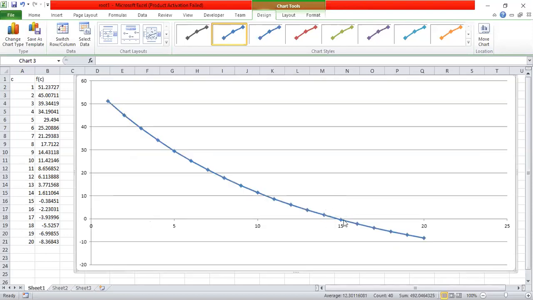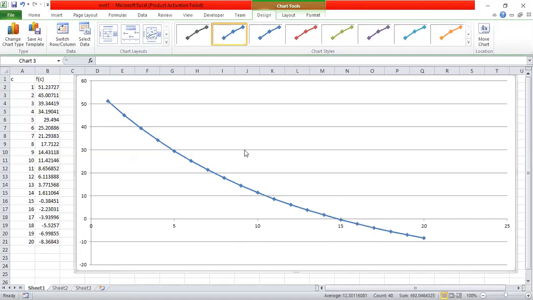So the root, let me say it again. The root is the value of C where f of C is equal to 0. So f of C is equal to 0 at this point here. We are not very clear which exact point. The graphical method is an approximate method. So we are not so clear which exact point.